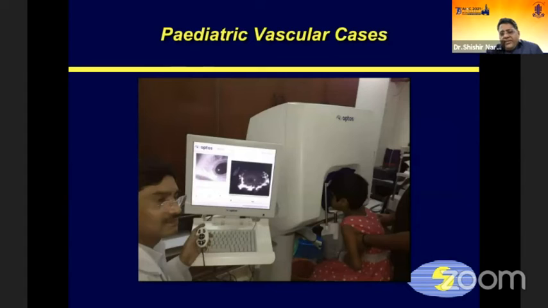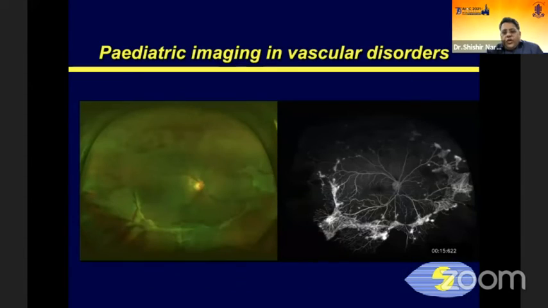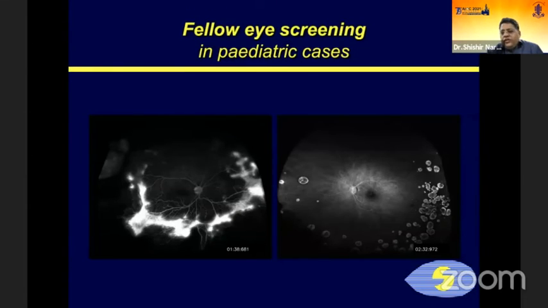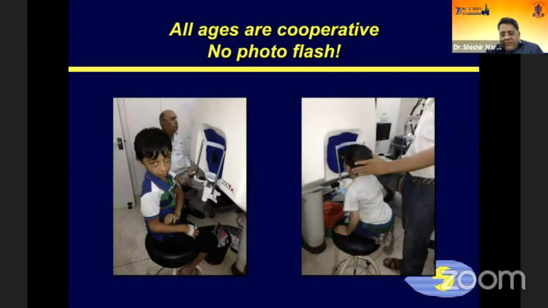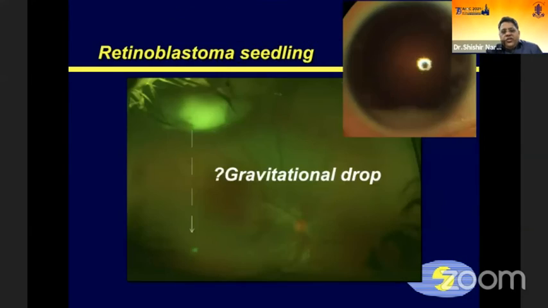Pediatric cases, of course, there'll be a talk later, but you can see that this girl has got an abnormality here, and the fellow eye has got paving stone degeneration, and this is probably a congenital fibrovascular proliferation in the periphery. And children are very happy with angiography because they don't have the flash, and you can do angiogram very easily in these children.